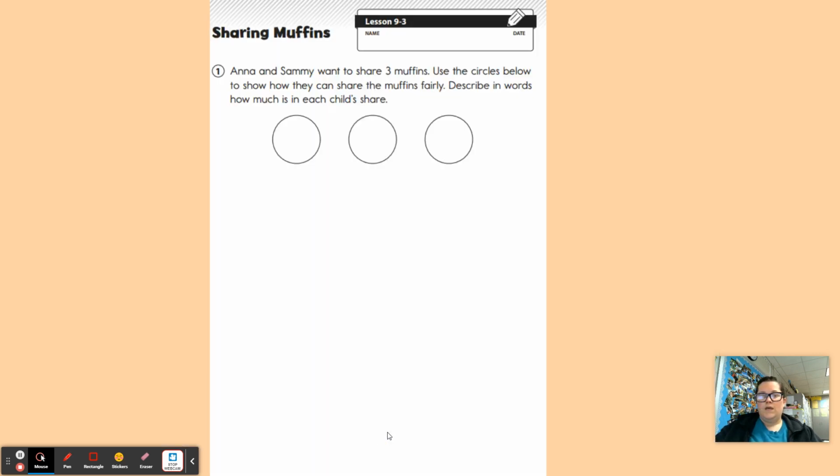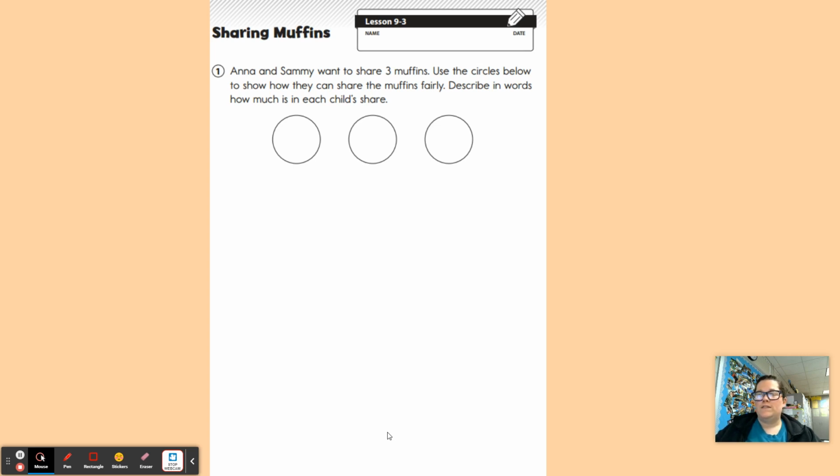So here is the piece of paper that the substitute will give you, and what you need to do, it says Anna and Sammy want to share 3 muffins. And so you see 3 muffins already drawn on your paper. That's what the 3 circles are for. And it says to use those circles below to show how they can share those muffins fairly. Describe in words how much is in each child's share. That just means how much would each kid have if they're sharing 3 muffins.